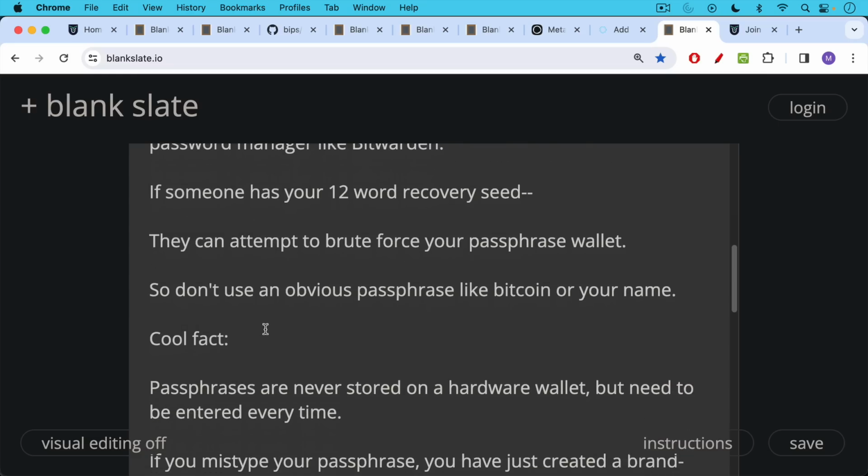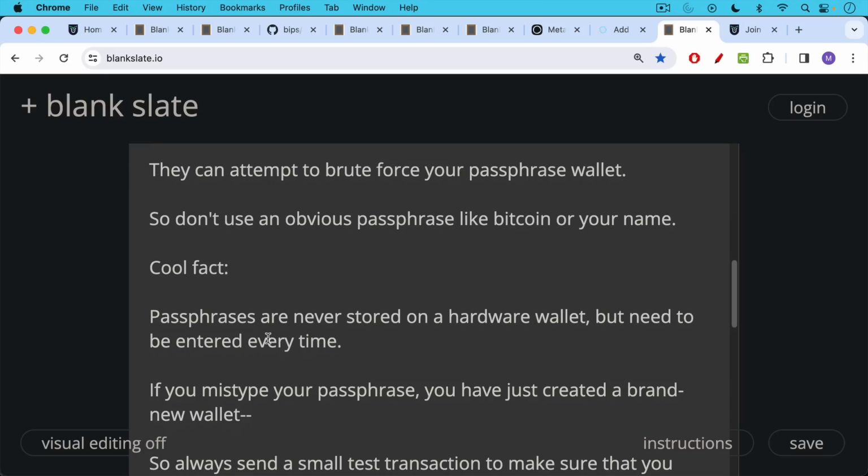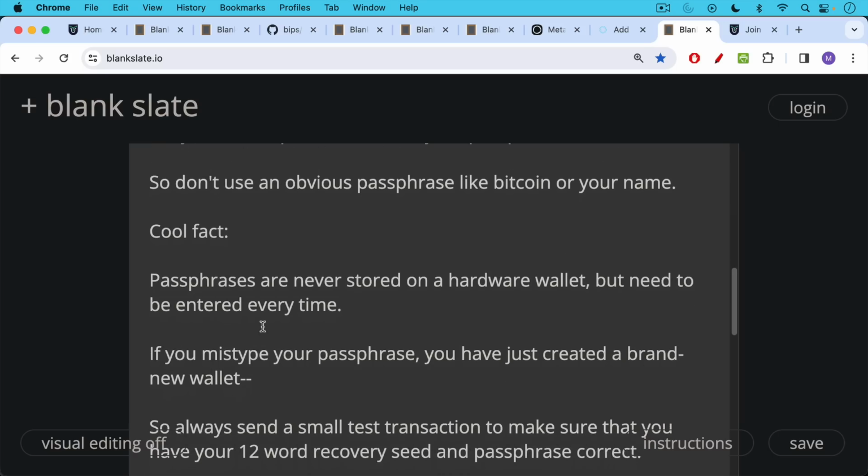Here's another cool fact. Passphrases are never stored on a hardware wallet, but need to be entered every time. This gives you additional security if your hardware wallet were to be stolen or compromised. Also, if you mistype your passphrase, you've just created a brand new wallet. So for example, capital Eric or lowercase Eric, as we talked about before. So be very careful with this. There's no such thing as a wrong passphrase. If you make a mistake in your passphrase, you will create an entirely new wallet.